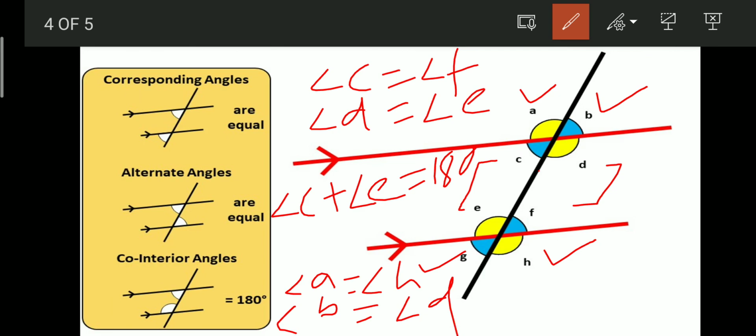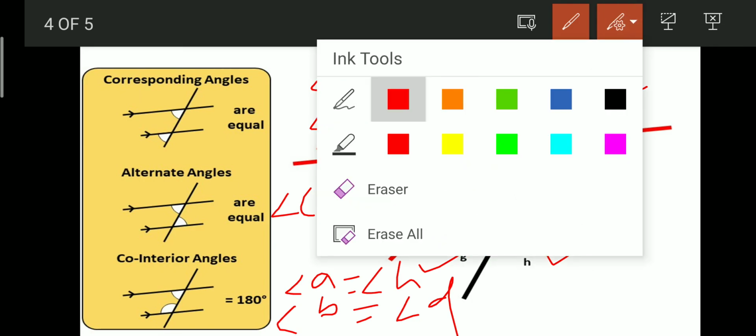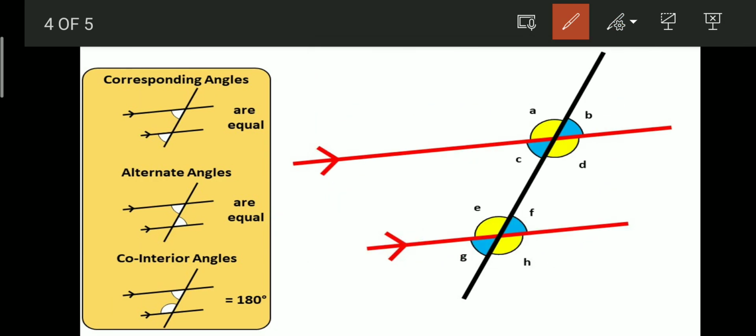So I hope the topic is clear to you all, and this is all about what happens when a transversal line intersects two or more parallel lines.